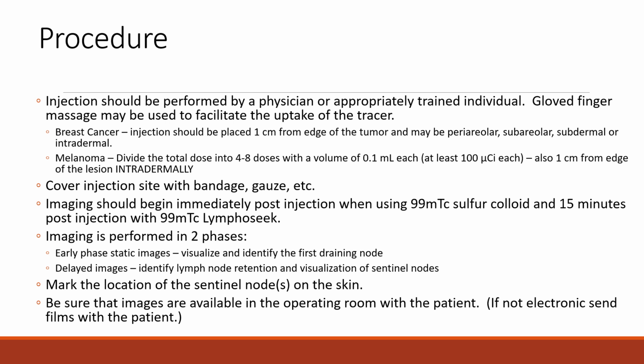Each of these is like clockwork, or what they call a wagon wheel. Basically, it's 4 small injections at 12, 3, 6, and 9 o'clock, like looking at a clock, in a circle. And then it goes right around the tumor site that way, and that should drain to the sentinel node. So with melanoma, divided into 4 to 8 doses with 0.1 milliliter each, a very small volume, of at least 100 microcuries each. You need enough activity that you can actually pick it up with your camera.